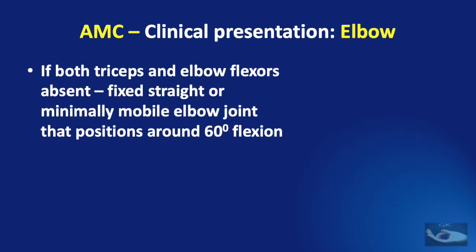If both triceps and elbow flexors are absent, the elbow may be fixed in a straight position, or there may be a minimally mobile elbow joint that positions around 60 degrees of flexion.